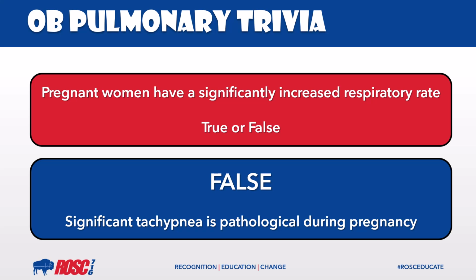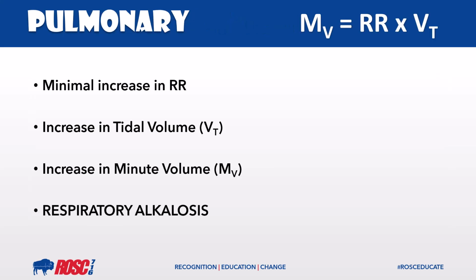So significant tachypnea is pathological during pregnancy. As with any critical illness, tachypnea is actually the most important vital sign. Moving on with some more pulmonary changes during pregnancy, we know that there's a minimal increase in respiratory rate.